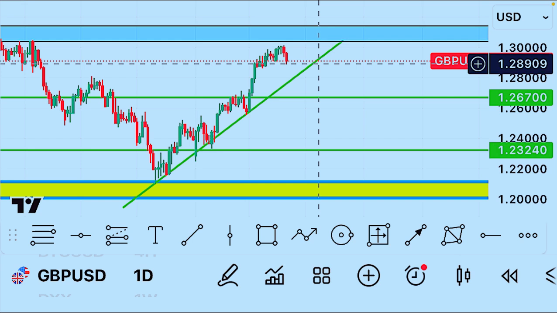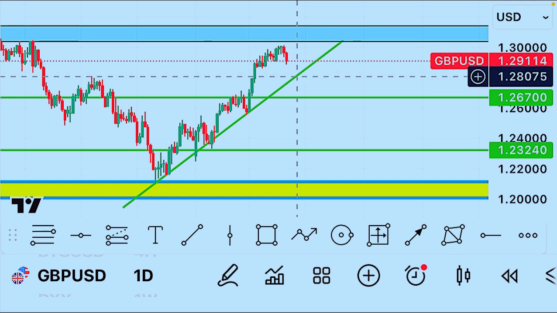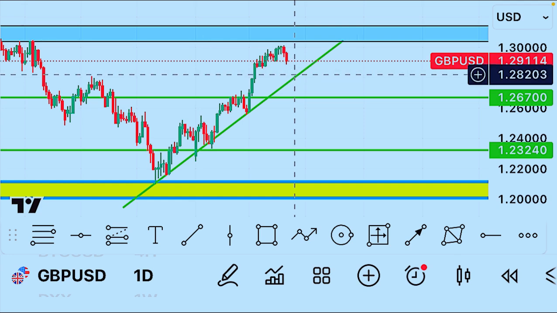If we are able to break out of this trend line and I see what I'm looking for, then I might be looking to sell this GBP. But for now, there is no more trading setup, no more trading opportunity.